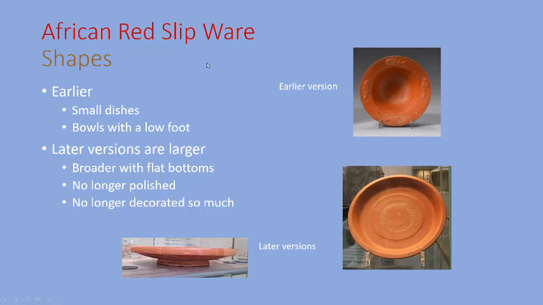Some common shapes. Well, earlier periods show small dishes and bowls with a low foot. Right, you see this is a foot. Later versions are larger. We see broader vessels with flat bottoms. The later ones aren't polished anymore, and they're less decorated. Earlier, decorated.